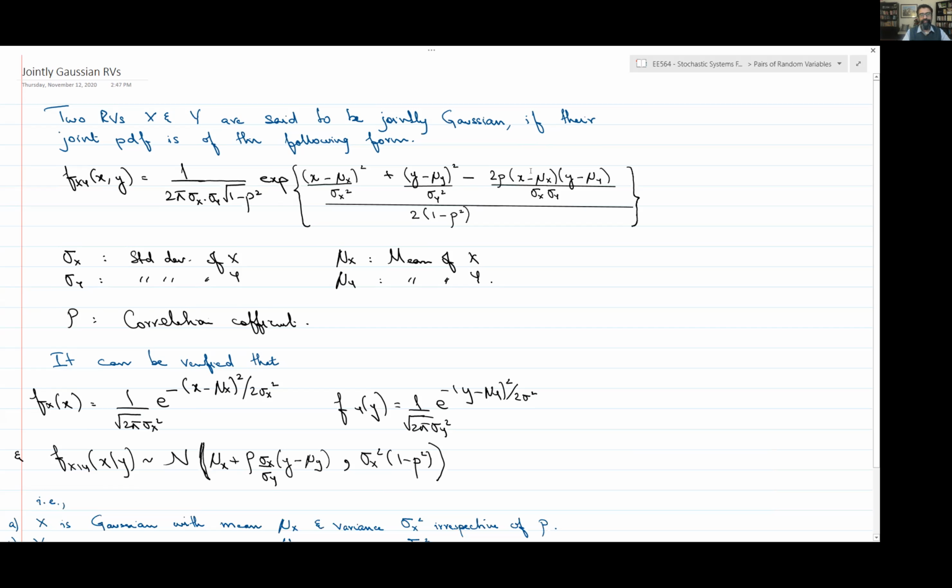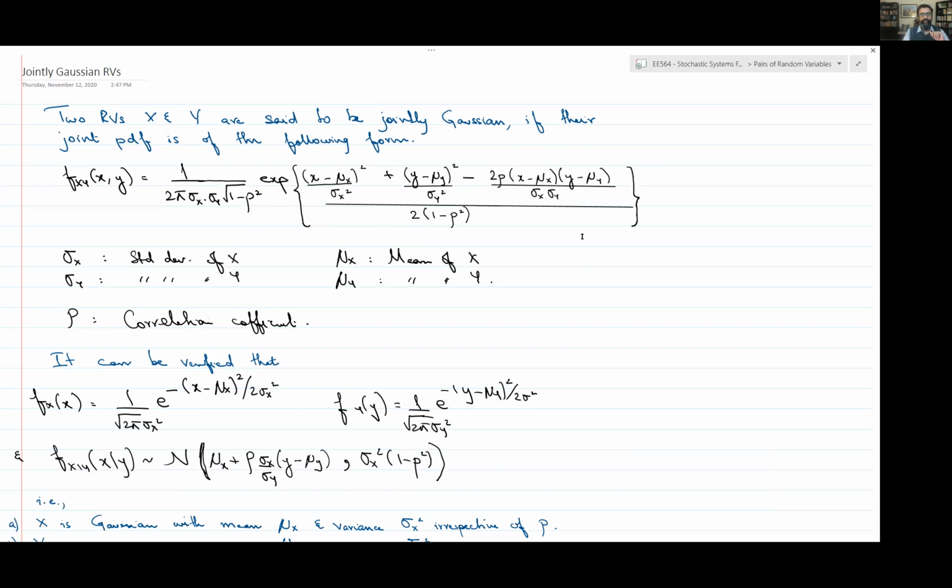So this is just some tedious looking expression, which sort of looks like a Gaussian. If you see X minus mu X divided by sigma X whole squared, that's what we saw in a Gaussian distribution, except that this is now a function of X as well as Y. So there's this extra term here that we've not seen before, right? So this governs, this is a law, if you will, a jointly Gaussian law, okay?